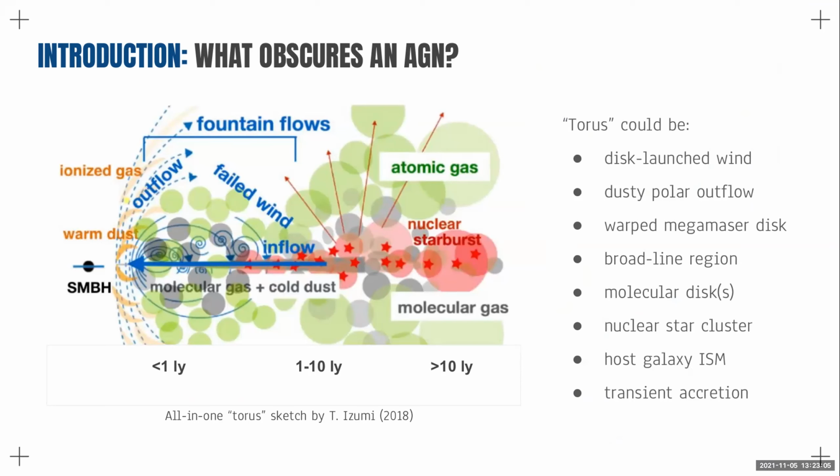So the torus itself can be any number of things. I've listed them here on the right, and there's also a number of different geometrical features in this sketch on the left. And of course, it does matter what is going on there. Maybe all of this exists in every AGN, or maybe some things are typical for some AGN and not for others. That's what I'm trying to find out here. What we do know is that 50% or more of AGN we do see through such structures, and they cause obscuration in the X-rays and the optical.